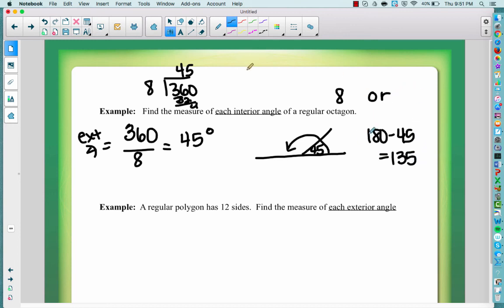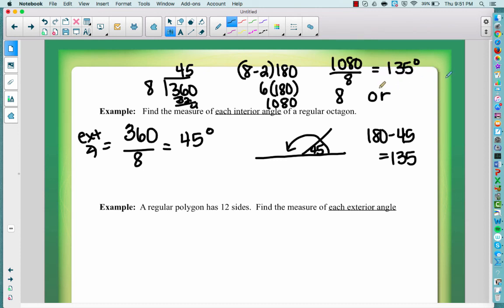Okay? Or we can do 8 minus 2 times 180, which is 6 times 180, which is 1080, and then do 1080 divided by 8, which gives me 135 as well. So multiple ways of doing this. I like to use the exterior angle just because I don't have to remember anything other than 360 divided by the number of sides. All right, so here's a question. A regular polygon has 12 sides. Find the measure of each exterior angle.